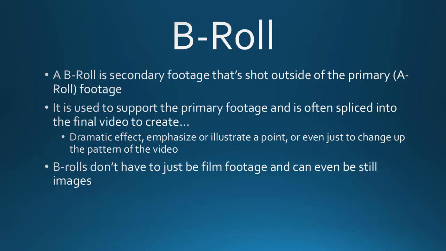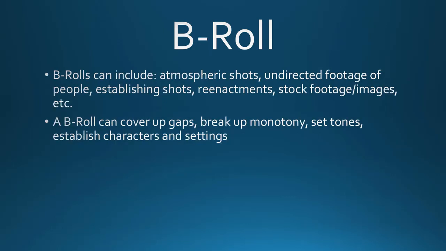A B-roll is secondary footage that is shot outside of the primary or A-roll footage. It is used to support the primary footage and is often spliced into the final video to create dramatic effect, emphasize or illustrate a point, or even just to change up the pattern of a video. B-rolls don't have to just be film footage, they can also even be still images. They can include things like atmospheric shots, undirected footage of people, establishing shots, reenactments, stock footage, images, and so on.